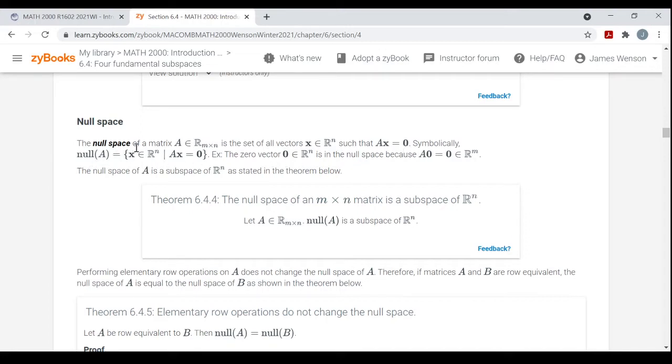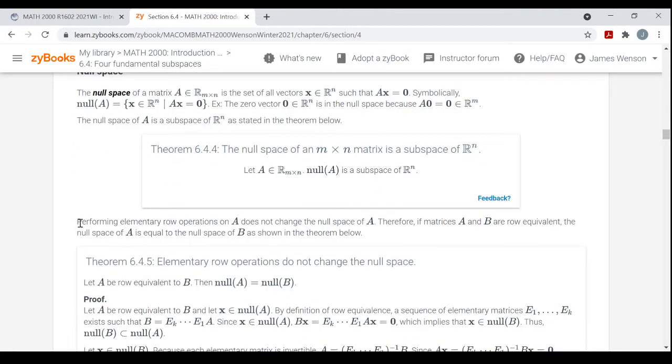Now the null space of a matrix is never empty. The 0 vector always is in the null space. Any matrix times the 0 vector will be the 0 vector again. So the 0 vector will be in the null space of any matrix. And the null space of an m by n matrix will be a subspace of Rn. Because again, the vectors that are in the null space of A are vectors from Rn, not Rm.